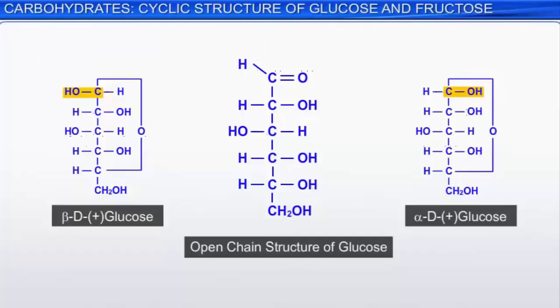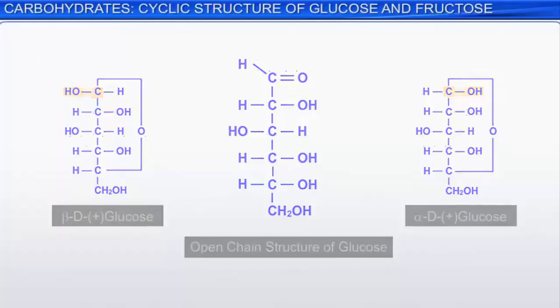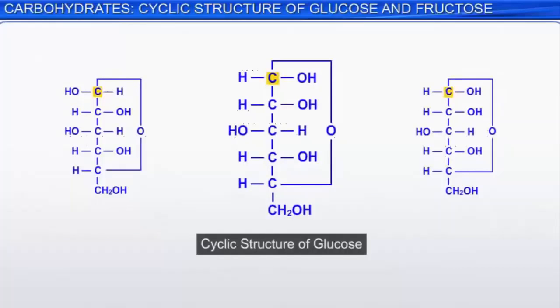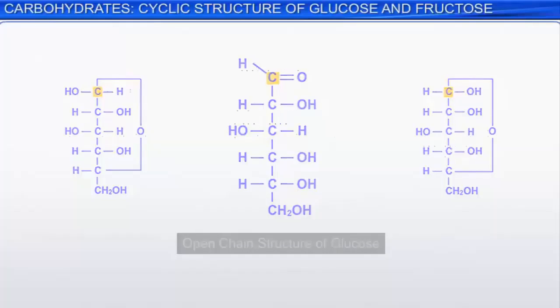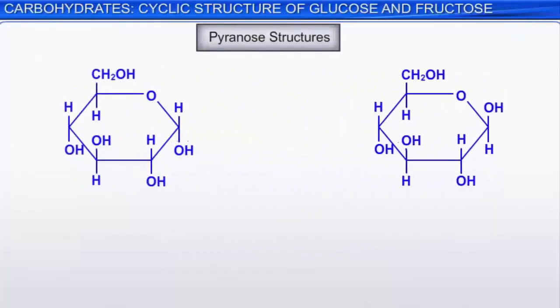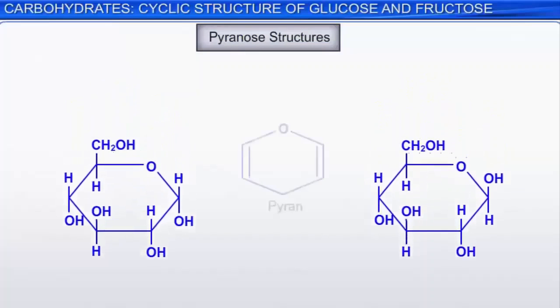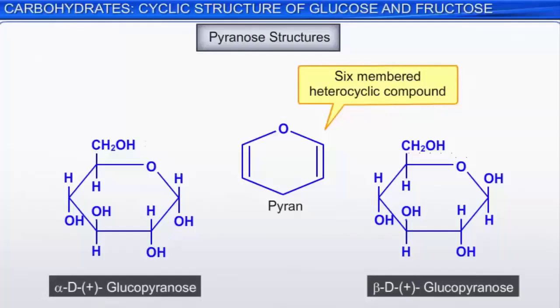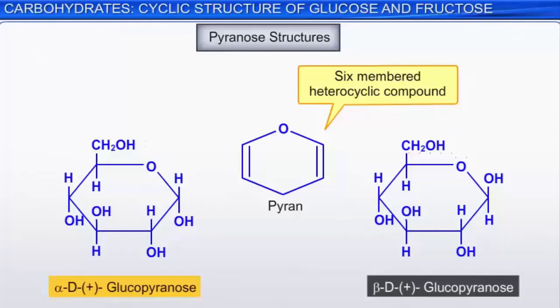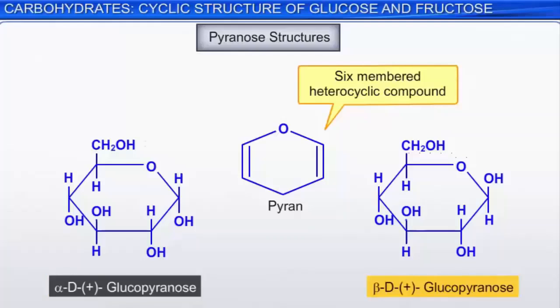Stereoisomers that differ in the configuration at C1 are known as anomers. C1 is called the anomeric carbon. Note that it is the aldehyde carbon before cyclization. The six-membered ring structures of glucose can be called pyranose structures, in analogy with pyran. Pyran is a six-membered heterocyclic compound. Hence, the anomers are called alpha-D-(+)-glucopyranose and beta-D-(+)-glucopyranose.